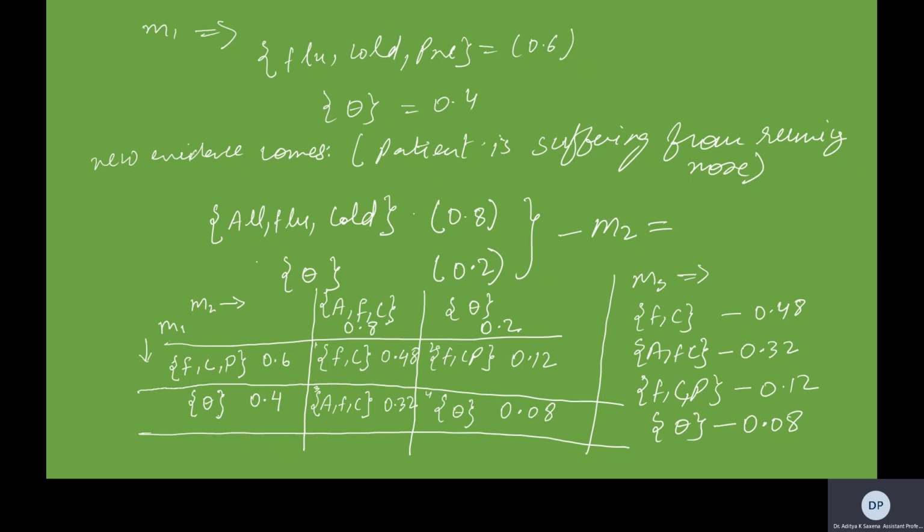We concluded that we have a belief of 0.48 that the patient can have flu and cold. We have a belief of 0.32 that the patient has allergy, flu and cold, or we have a belief of 0.12 that the patient can have flu, cold and pneumonia, and the rest is theta.